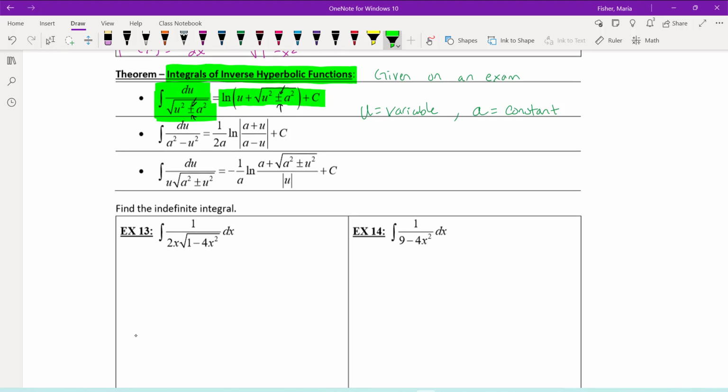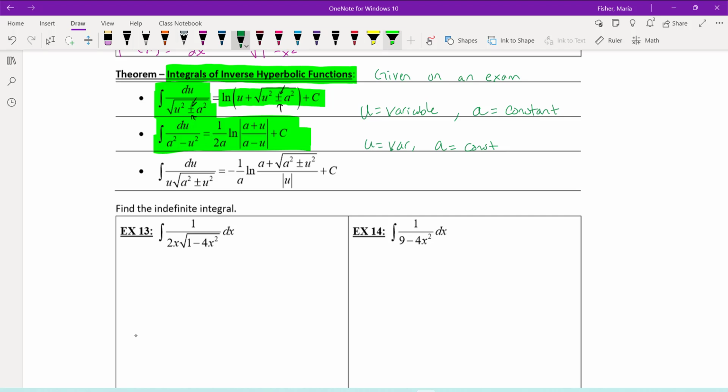The next one, the indefinite integral of du over a squared minus u squared is equal to 1 over 2a times the natural log of the absolute value of a plus u over a minus u plus c. Again, u is equal to the variable, a is equal to the constant.